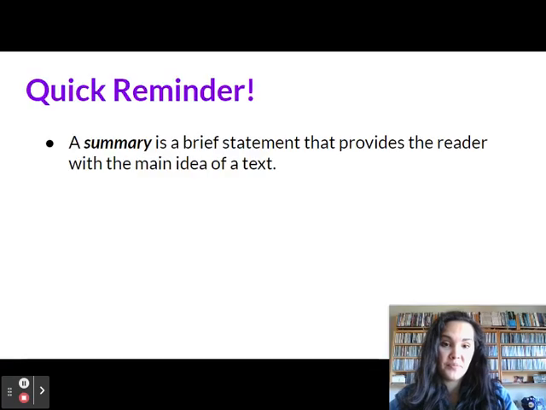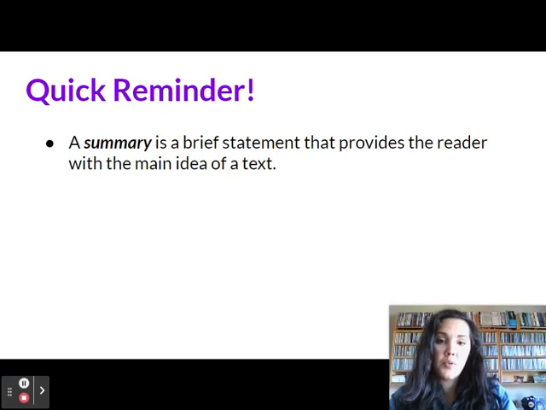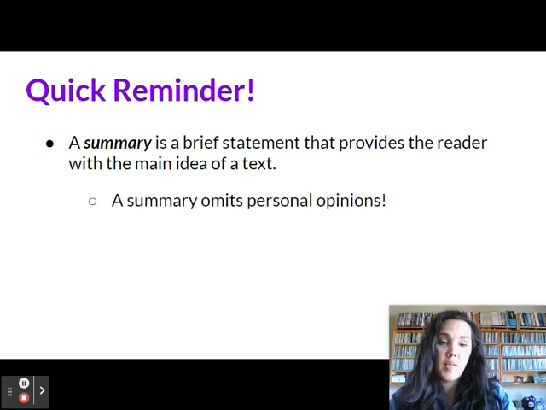Let's dive in. Here's a quick reminder for you, just so we can get our brain set. A summary is a brief statement that provides the reader with the main idea of the text, and it omits or leaves out personal opinions.